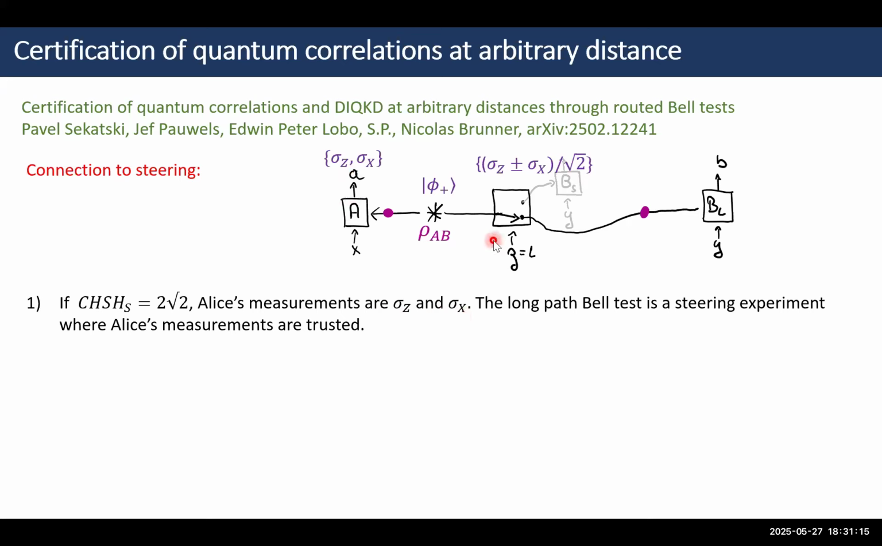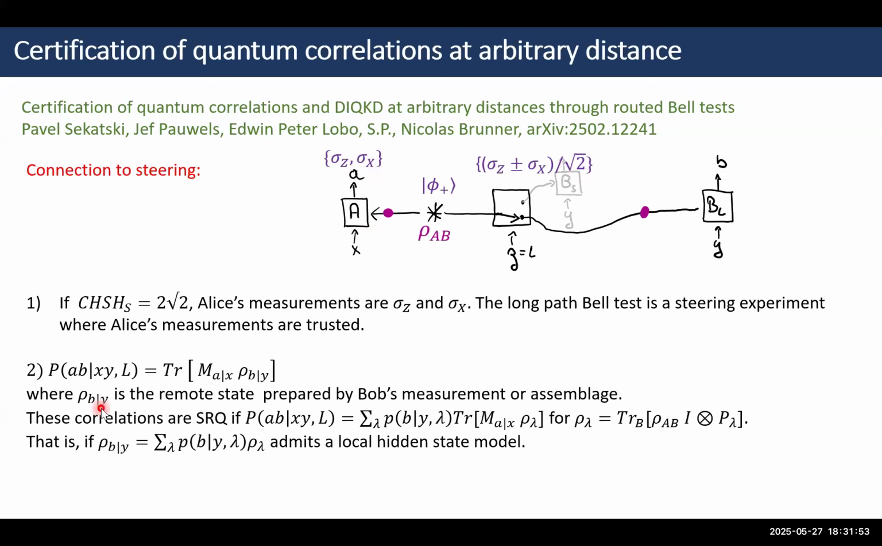And of course, now if you look at the long path experiment, because what Alice does should be independent of what happens on the right, you know that also in the long path, Alice has to do the sigma z and sigma x measurements. And so this means that what you're looking at in the long path is not anymore a Bell experiment, but a steering experiment. Okay, so steering experiments are, if you want, one-sided device-independent experiments where you trust one side, here Alice, and you don't trust the other one. Okay, so this is the first thing.